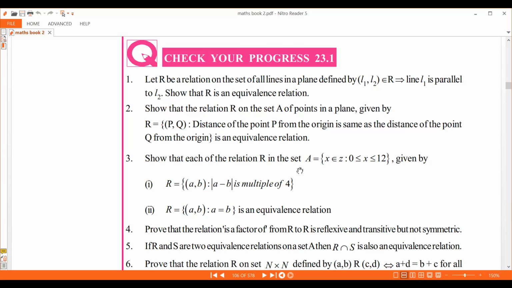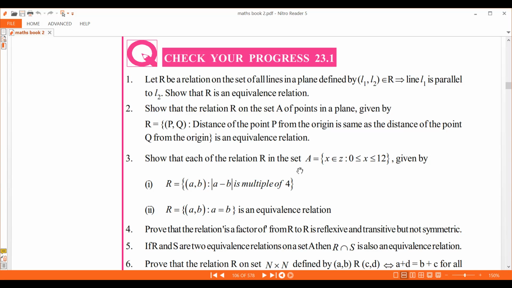L1 is parallel to L1, so it is reflexive. You can find all the doublets because L1 can be parallel to L1. And we can swap it also. Of course, you can swap and see. If L1 is parallel to L2, the relation holds. So it is symmetric. Now transitive.